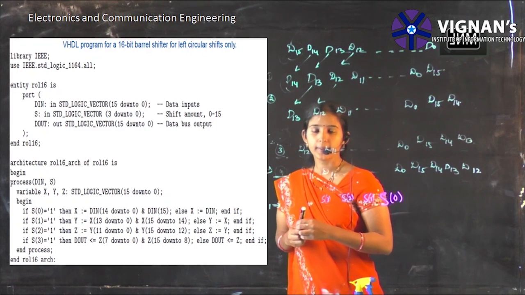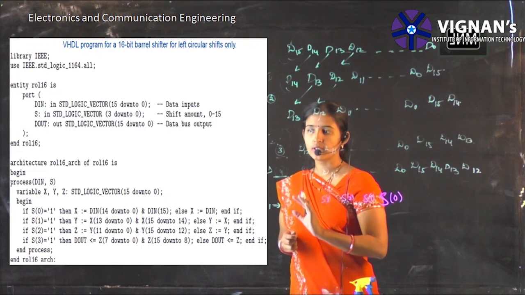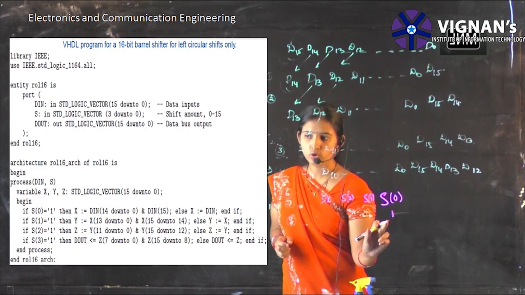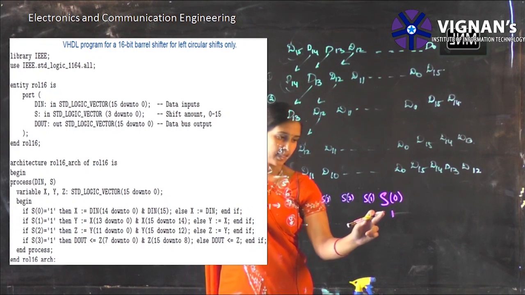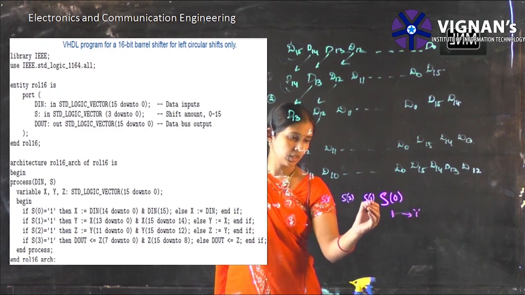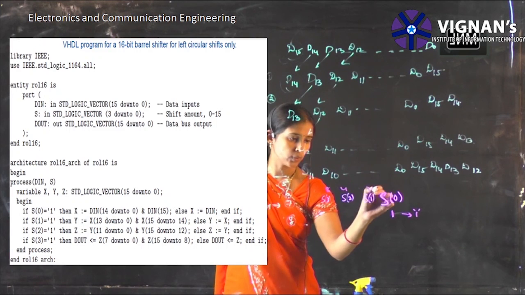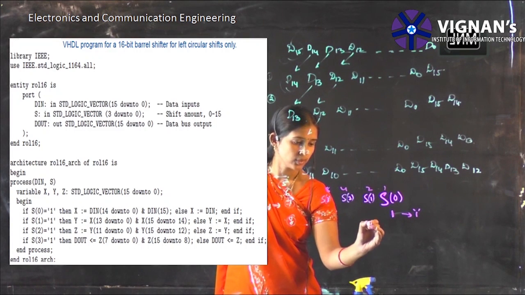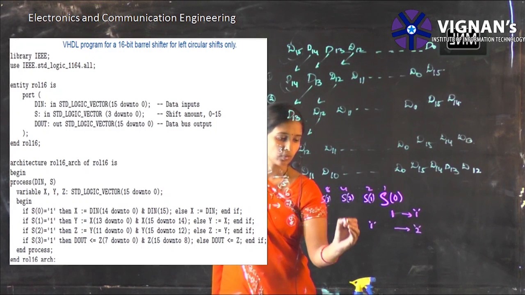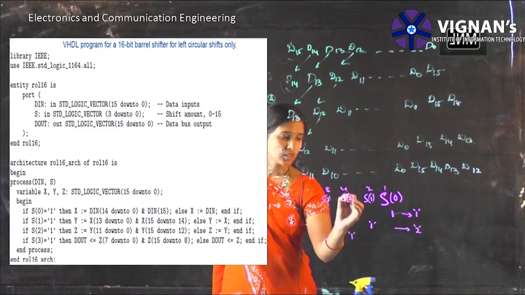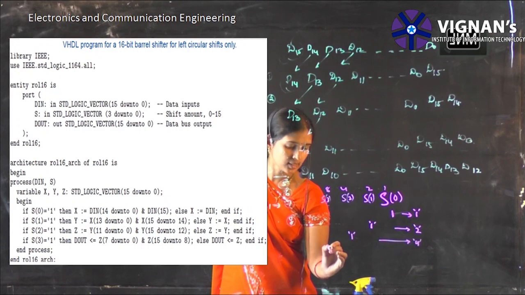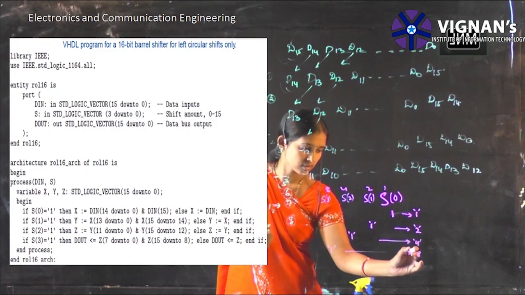See the next process: if S0 is equivalent to 1, it is undergoing 1 circular shift, like the 8421 code, right? If S1 is equivalent to 1, it means it is undergoing 2 left circular shifts. If S2 is equivalent to 1, it undergoes 4 shifts. If S3 is equivalent to 1, it undergoes 8 shifts.